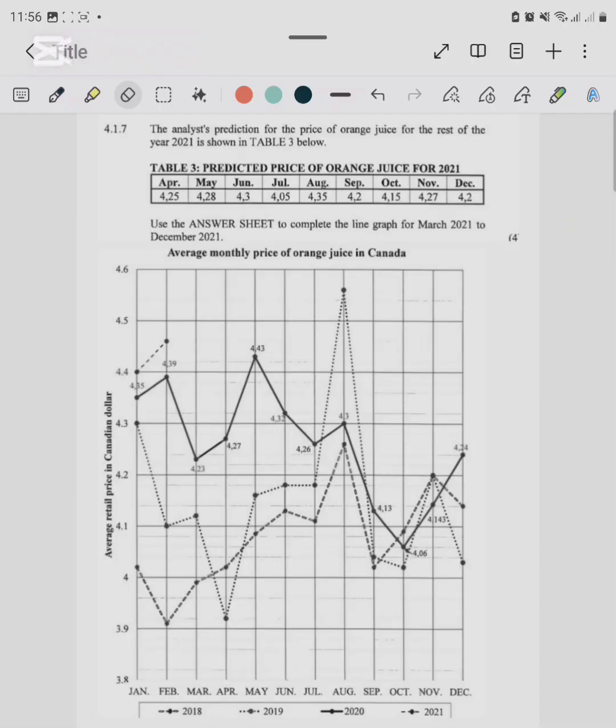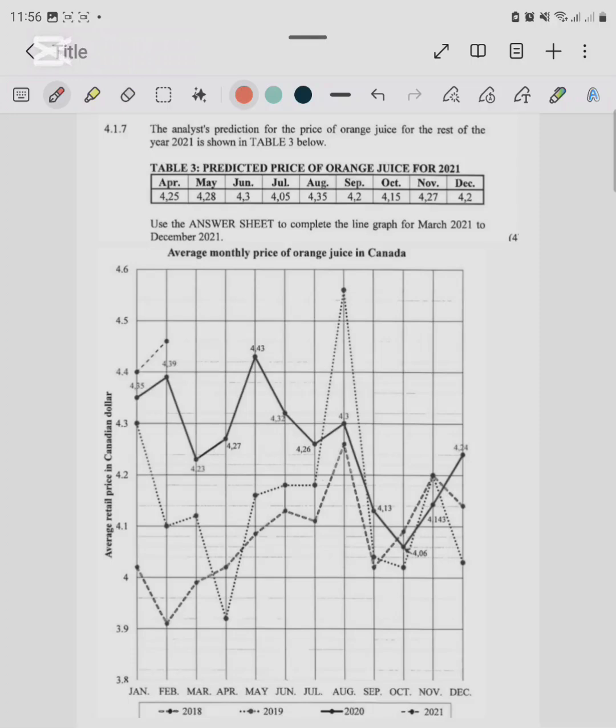Right, our last question, 4.1.7, tells us that an analyst's prediction for the price of orange juice for the rest of the year is shown in table 3 below. Use the answer sheet to complete the line graph from March to December 2021. Alright, so this is fairly straightforward. We're just going to graph.